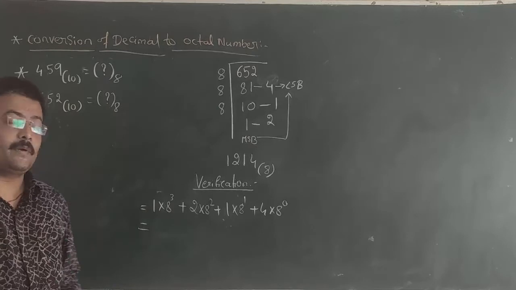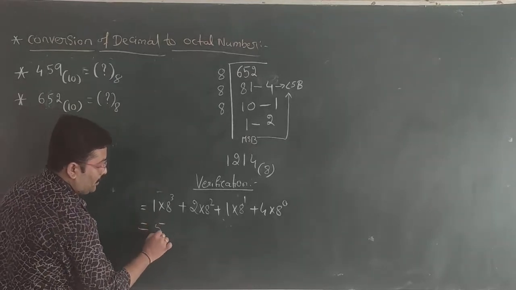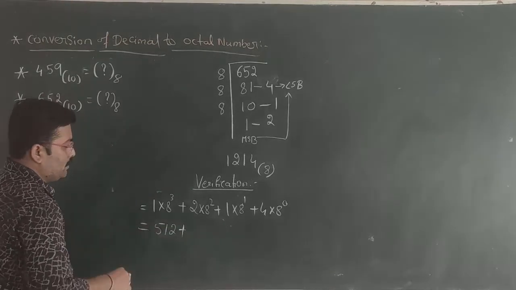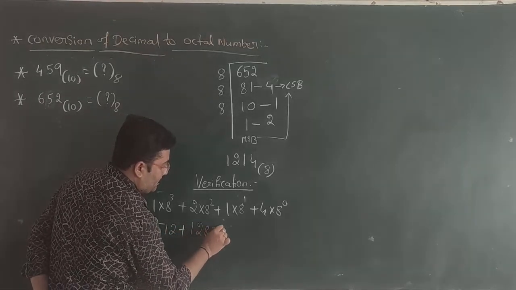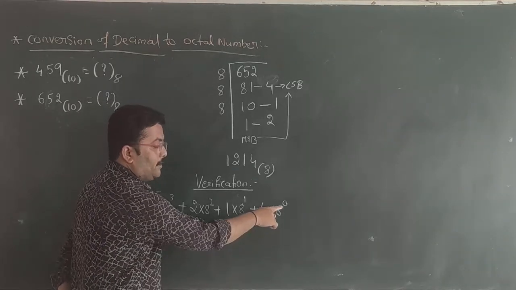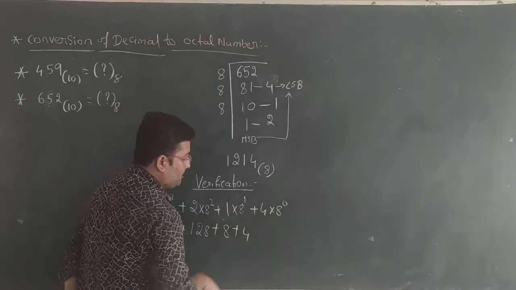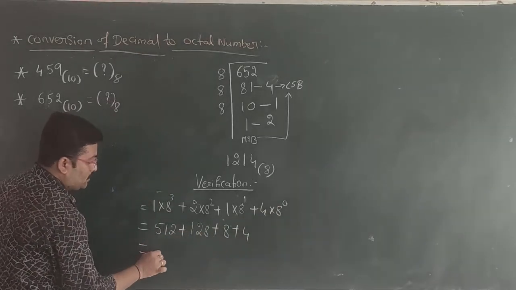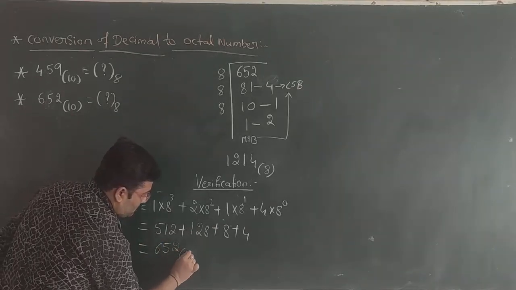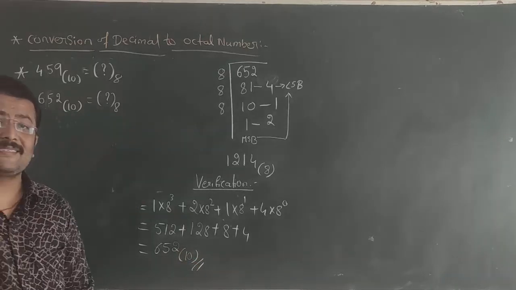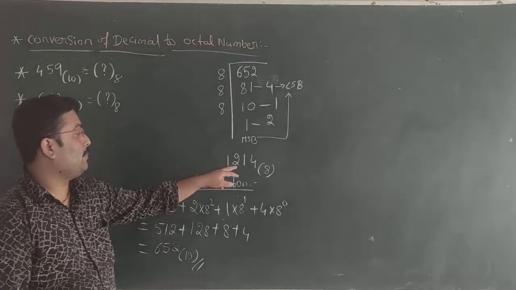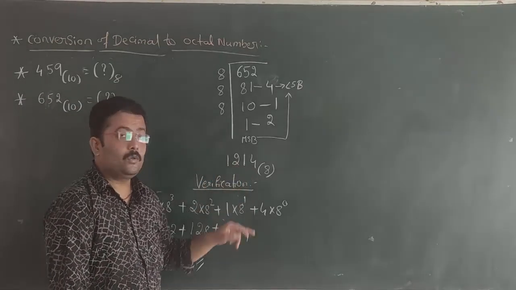8 cube is 512, into 1 is 512. 8 square is 64, 64 into 2 is 128. 8 to the power of 1 is 8, 8 into 1 is 8. Next 8 to the power of 0 is 1, 4 into 1 is 4. Add all these digits and you will get 652 to the base 10. So my answer is right, and the octal number is 1214.